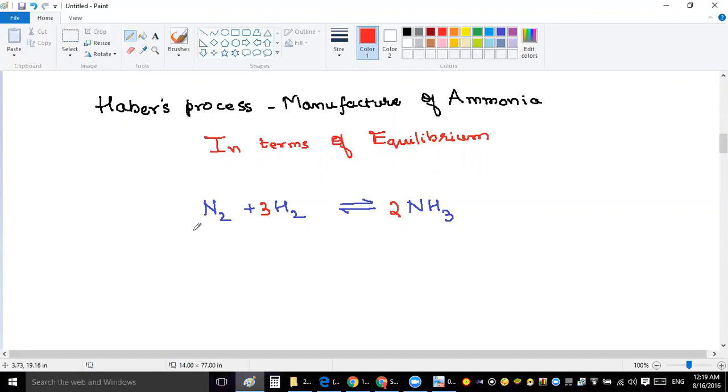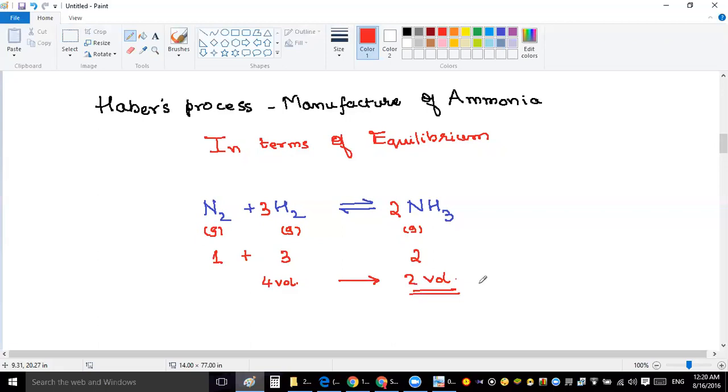Now we'll consider here, because all of these three substances are gases, so we'll consider the mole ratio in terms of gases. This is 1 volume, this is 3 volumes, and this is 2 volumes. So the total volume of the reactants is 4 volumes, and the total volume of the product is 2 volumes. Whenever the forward reaction is proceeding, it is going to proceed with a decrease in volume. It means when the forward reaction is taking place, the volume is getting decreased.